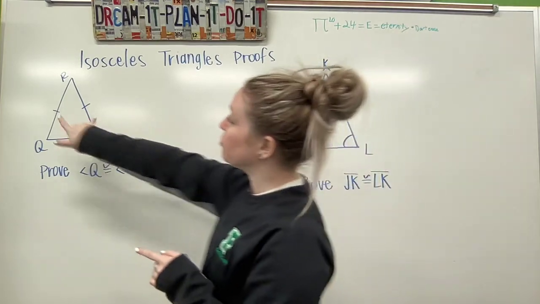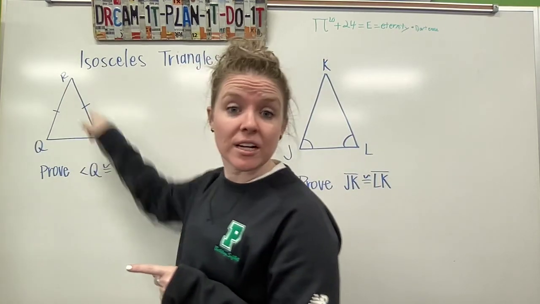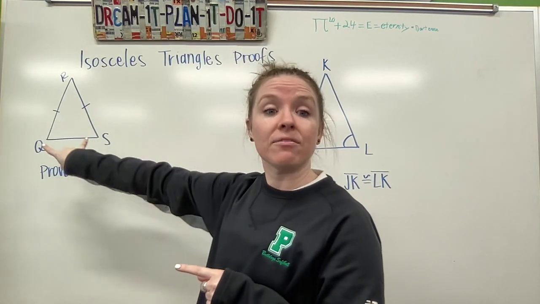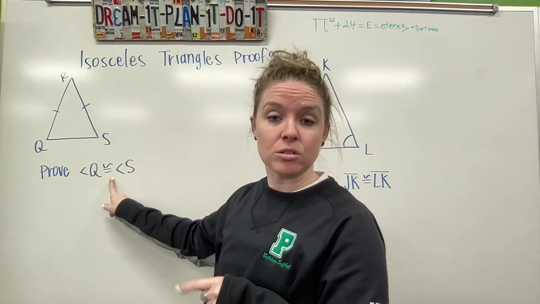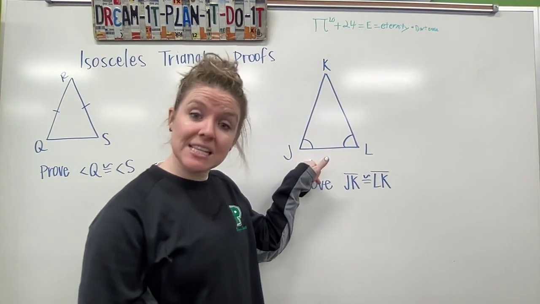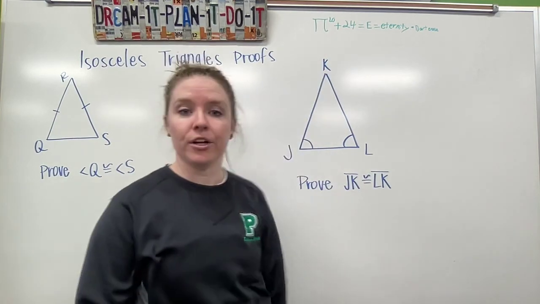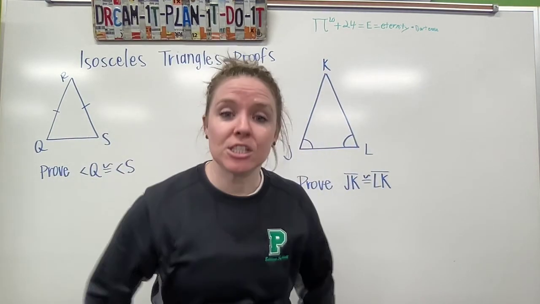This one here, we're going to prove that just because we're given the two congruent sides on an isosceles triangle, we have the two congruent base angles. We're going to prove that. And then over here, given that my base angles are congruent, we're going to prove that the legs are congruent. Okay, let's go ahead and dive in.